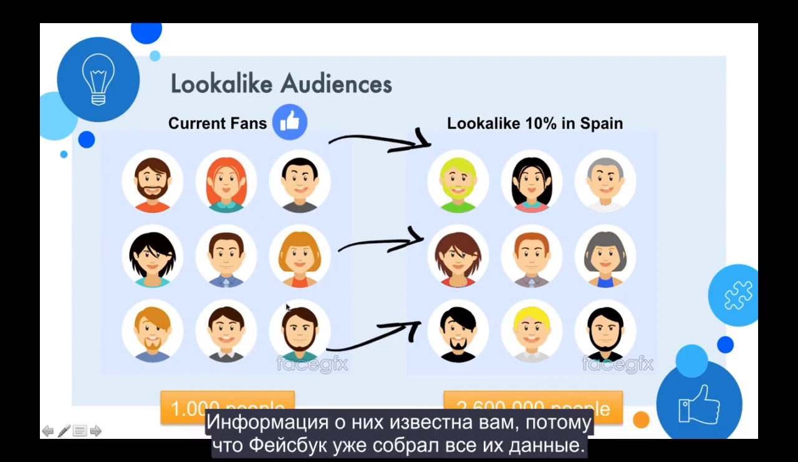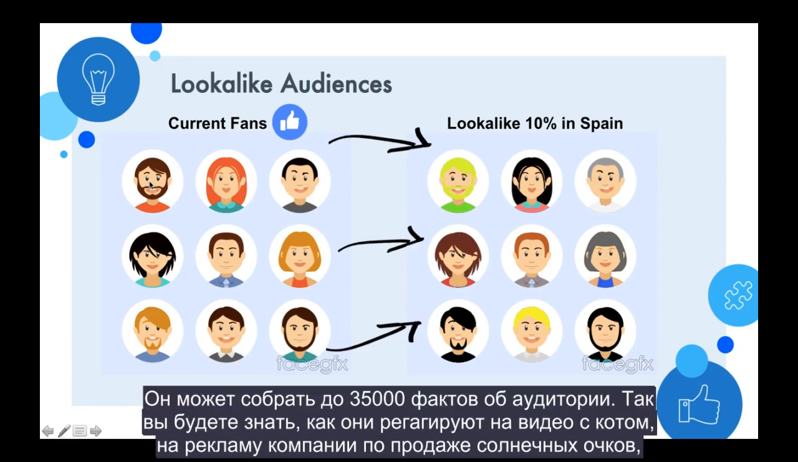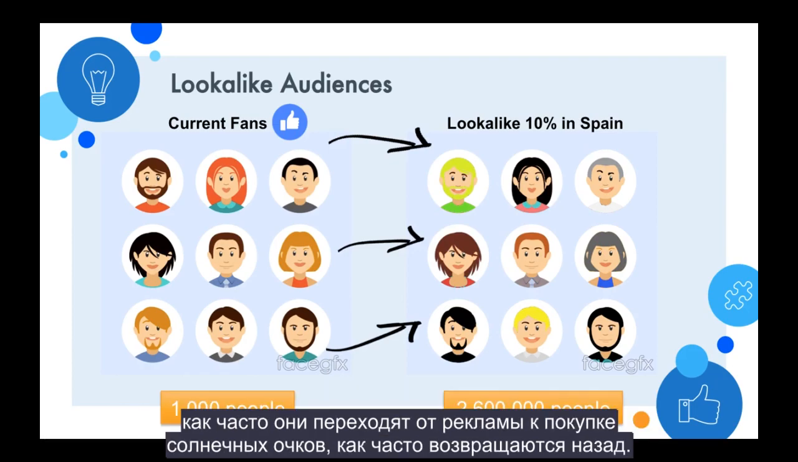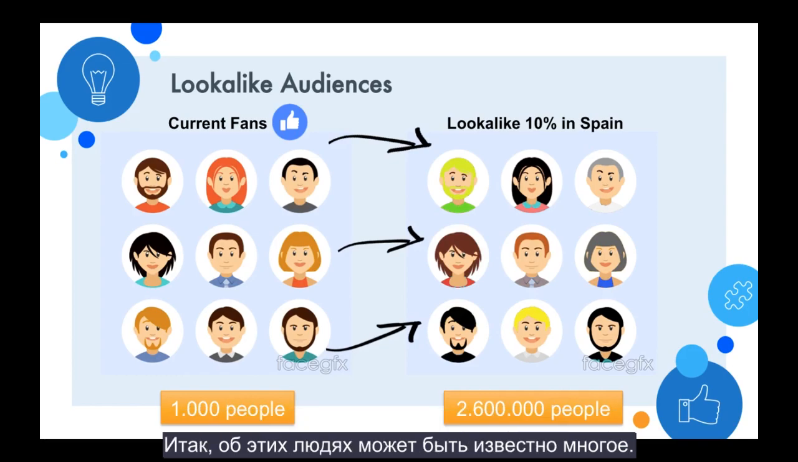And you know their information because, well, Facebook has all that data from them. They actually have around 35,000 pieces of information on every single person. So they know how they react when they see a cat video, how they react when they see an ad from a sunglass company. When they click on this ad from the sunglass company, do they actually purchase? How often do they return? So they know a lot about those people, okay?